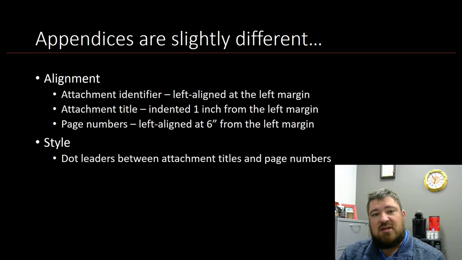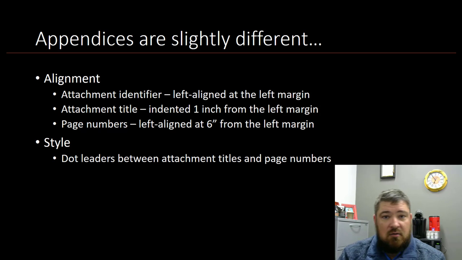Now next to the attachment identifier, we have a little bit of space, and then we give the title for what the attachment is. So for instance, attachment 1 is the training plan. So we would scoot over 1 inch, or we would indent 1 inch from the left margin, and after attachment 1, we would simply put training plan.